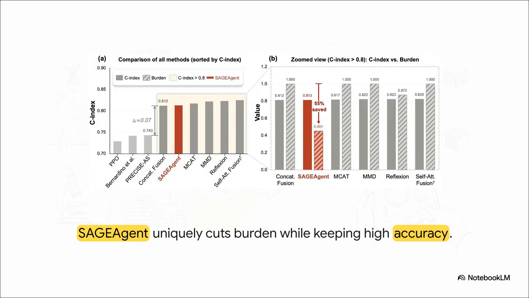Now, what's really interesting here is visually seeing that sweet spot. Notice how stark the contrast is. You can see the solid gray bars representing high accuracy, anything above 0.8. SAGEAgent, highlighted in red, is standing right there with the top performers in terms of accuracy. But look at the striped bars representing the clinical burden. Every other highly accurate method requires a 1.0 burden, a complete invasive workup. SAGEAgent is the only method sitting in that perfect sweet spot, maintaining elite accuracy while dropping that striped burden bar by 55%. It's doing exactly what it was designed to do.